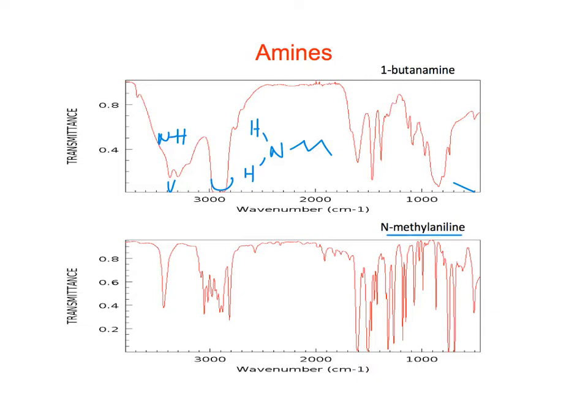Down here is N-methylaniline. Right, and so there's only one NH, so notice that we see only one NH peak. We see carbon-hydrogen stretches for the methyl group and for the benzene ring. And then we have the carbon-carbon double bond stretches, and then just a really complicated fingerprint region.